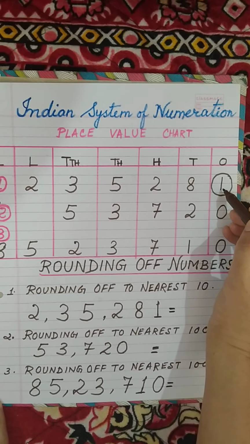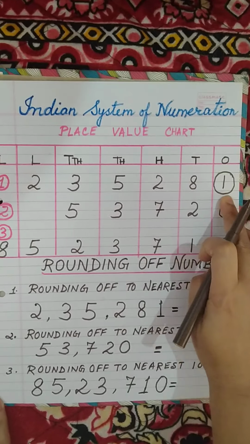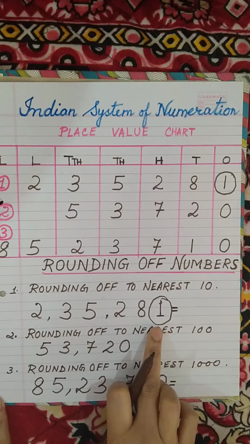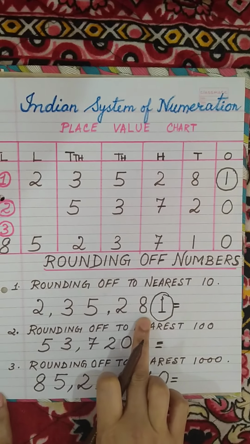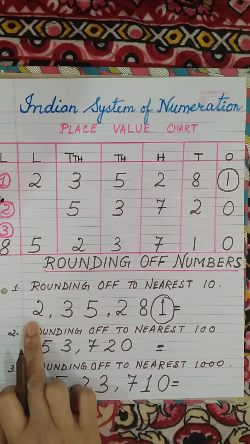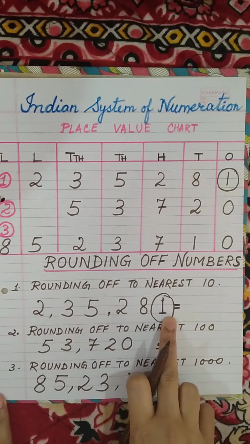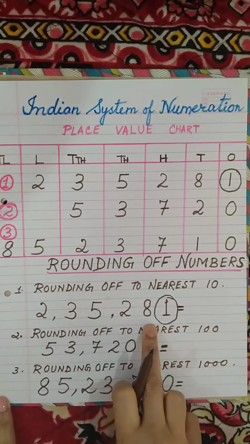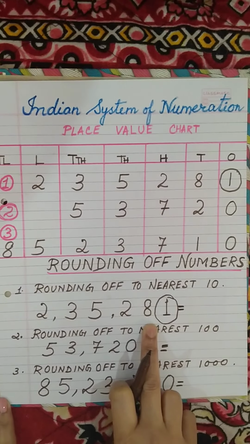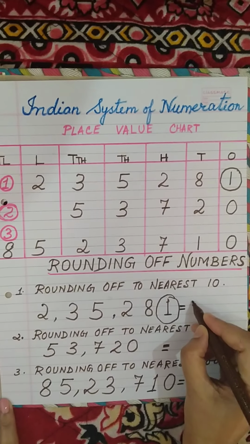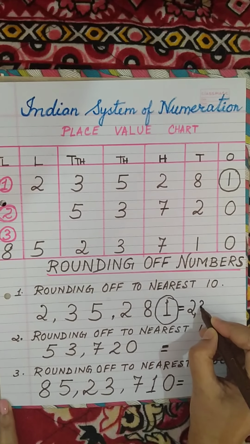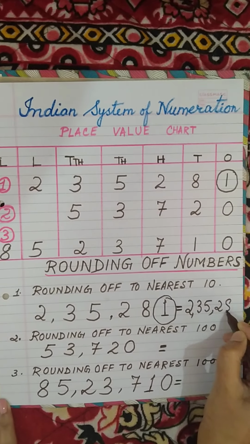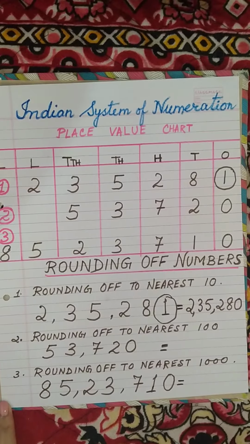That is less than 5. According to the rule, if the number we are rounding off is less than 5, the digits at the left of the number remains the same, but the rounded off digit turns to 0. So this number after rounding off can be written as 2, 3, 5, 2, 8, 0.